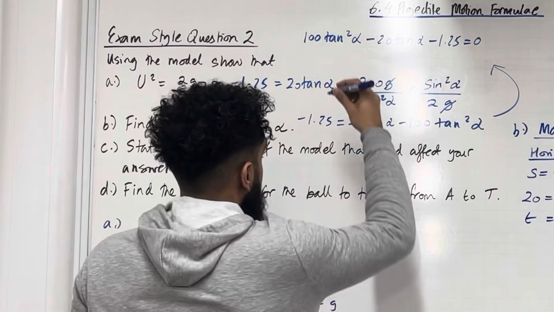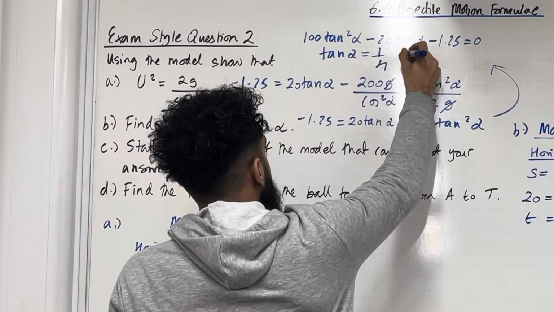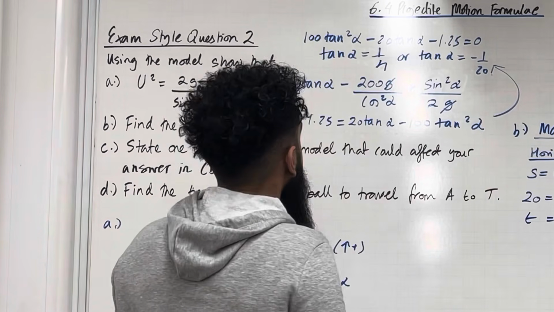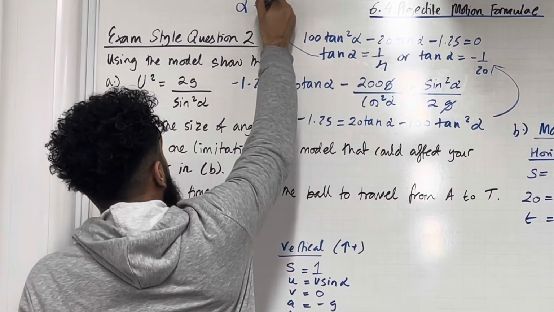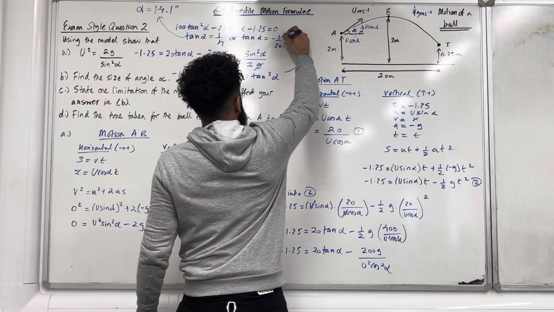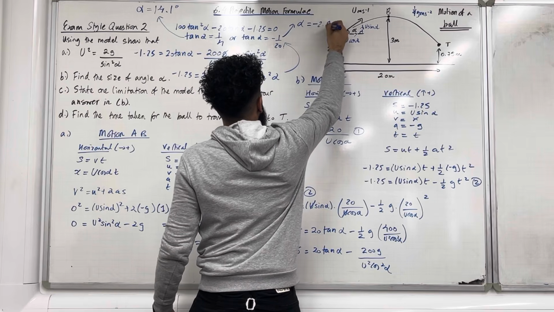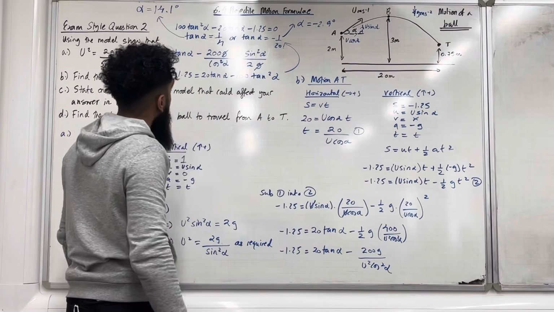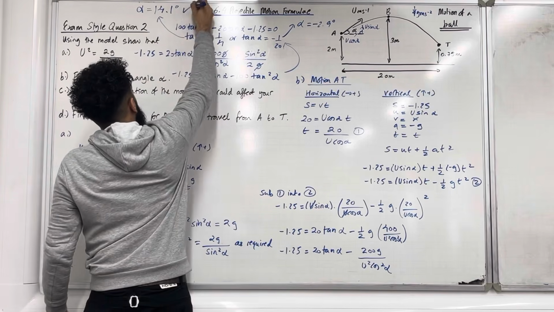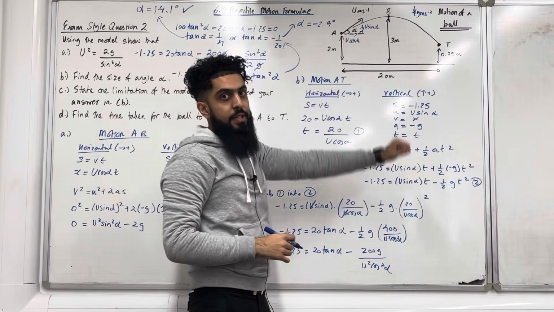So if we solve this, we get tan alpha is equal to 1 over 4 or tan alpha is equal to minus 1 over 20. Okay, so this equation here gives us alpha equal to 14.1 degrees, and this particular equation over here gives us alpha equal to minus 2.9 degrees. Okay, so the suitable value for alpha that we take is this one over here. Alpha is equal to 14.1 degrees because it's positive, as you can see from the diagram.